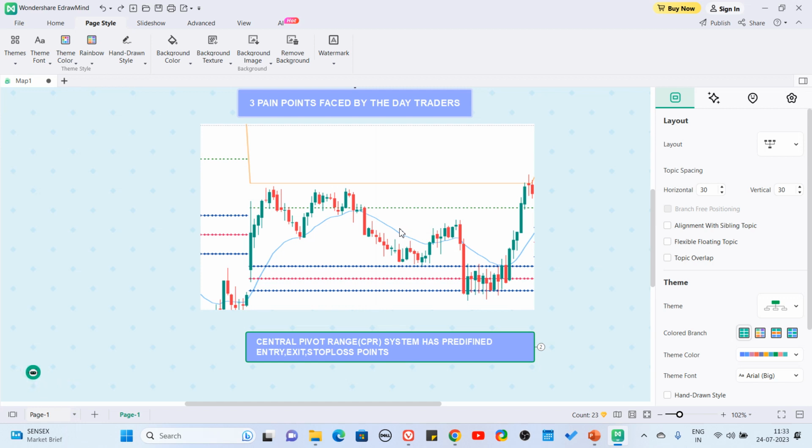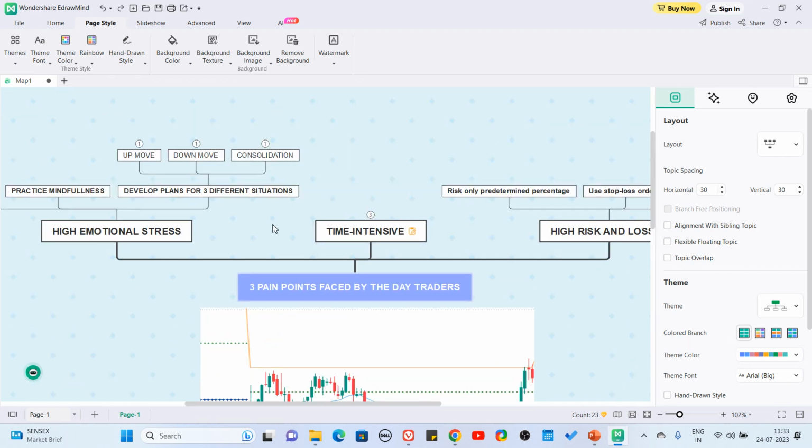For example, you need to have three different plans to act upon in the live market, because during the live market, whatever we practice, most of the time our emotions get out of us. How to rectify this pain point is you have to develop plans for three different situations.